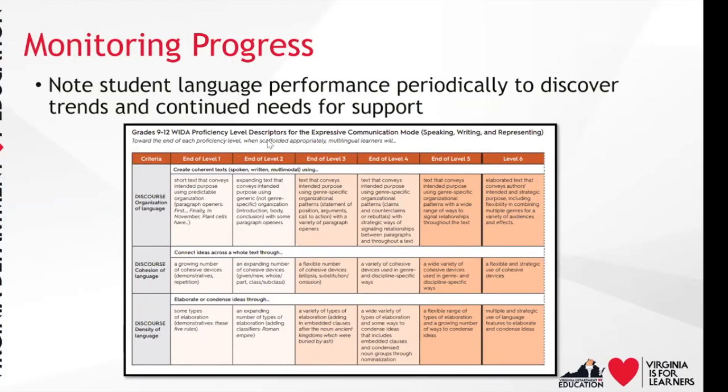So right at the top, you can see, or I'll read it if you can't, toward the end of each proficiency level, when scaffolded appropriately, multilingual learners will, and in this case, elaborate through some types of elaboration. So it might be, there are examples like these 5 rules, or, my favorite things. So little chunks of language that we can model for students to then start to use in their own language. So thinking about how we use mentor texts for reading, we're also thinking about using even a sentence frame as a mentor text to get students to practice new language chunks.